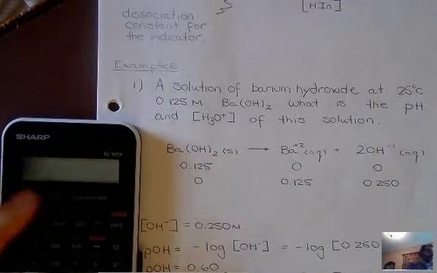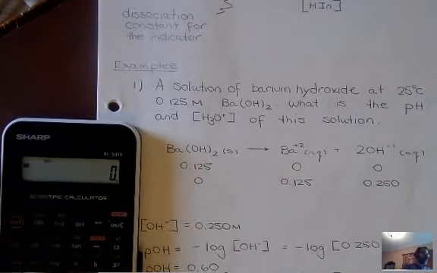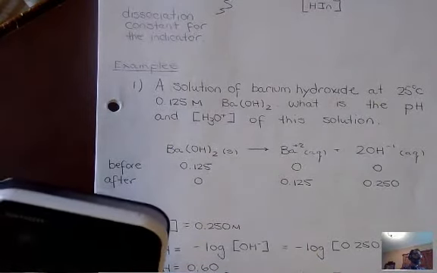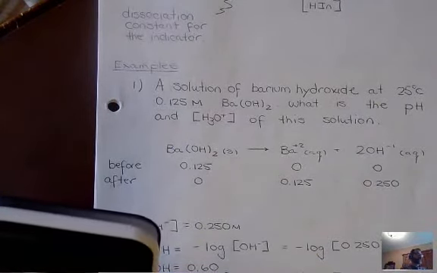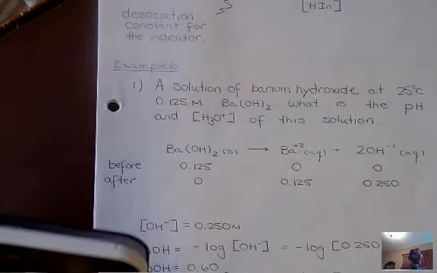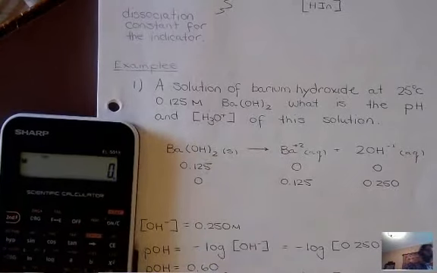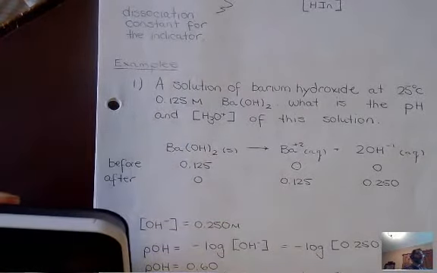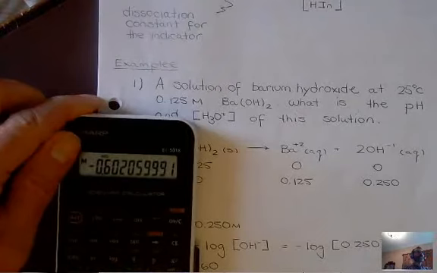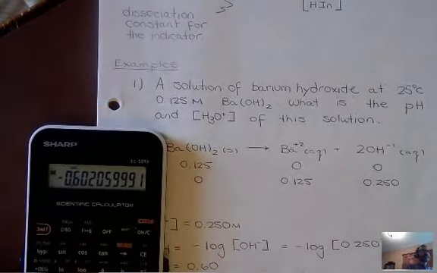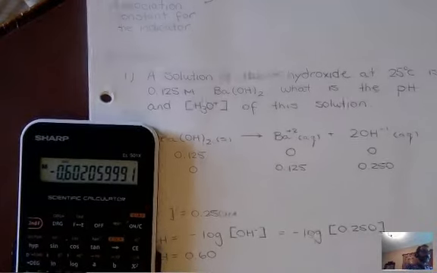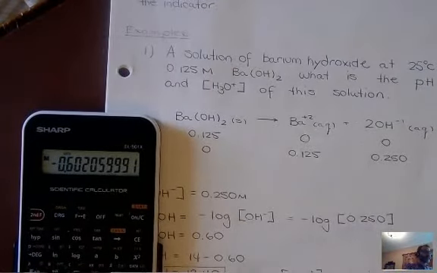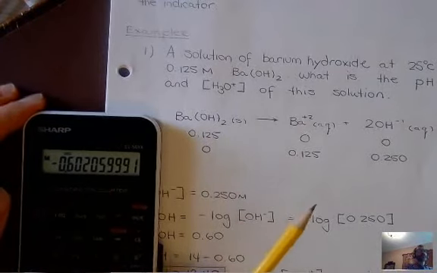So I turn my calculator on. I want the log. I think I'm going to try this calculator. I'm going to put the number in first, and then I will take the log of it. So 0.250, and then I take the log of that number. Okay, so the log of 0.250 is 0.602. So that's the answer that comes out.